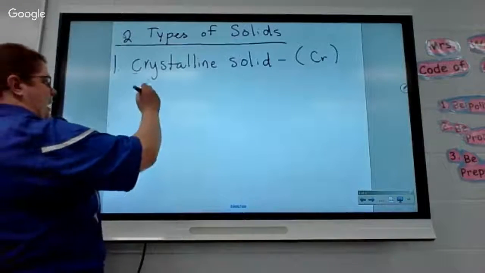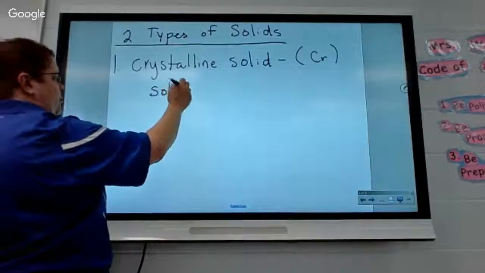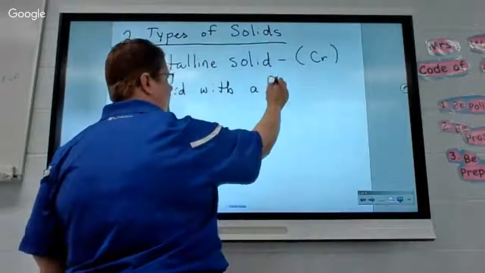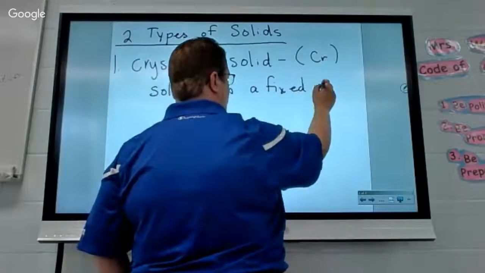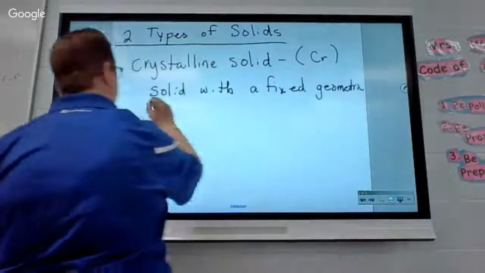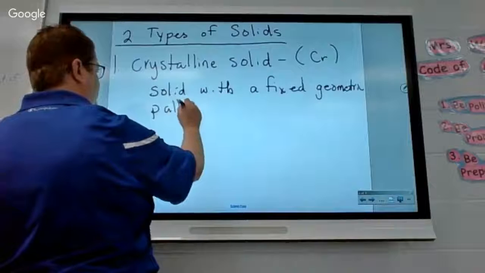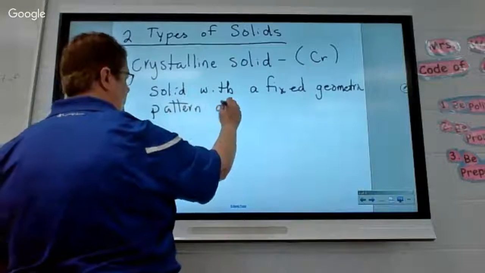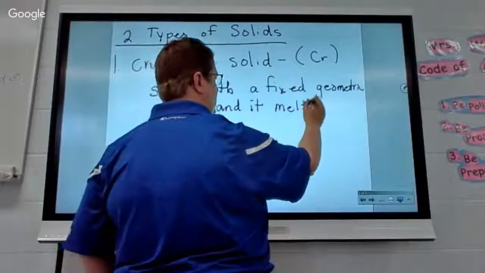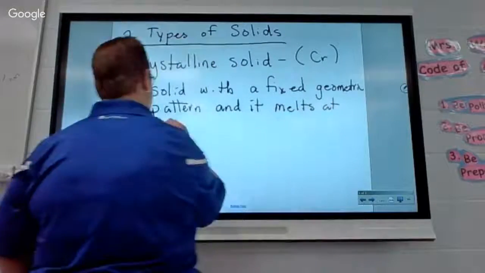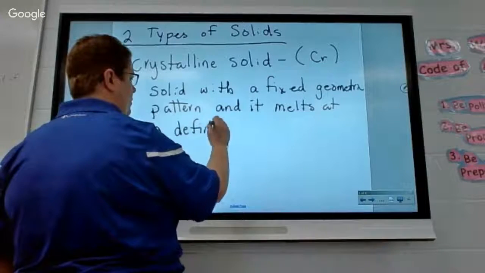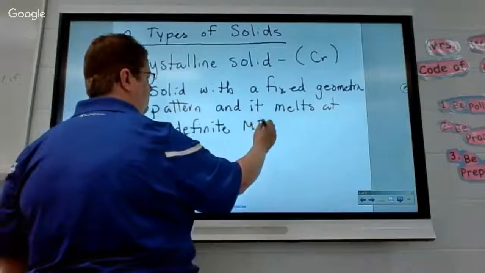Okay? A crystalline solid is just a solid with a fixed geometric pattern, and it melts at a definite melting point.